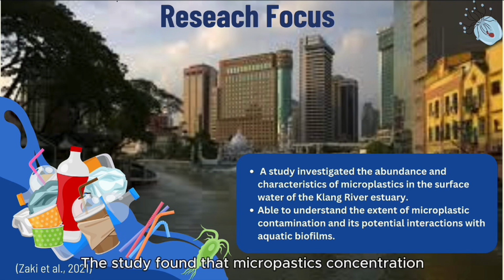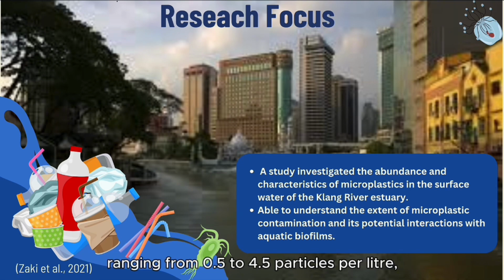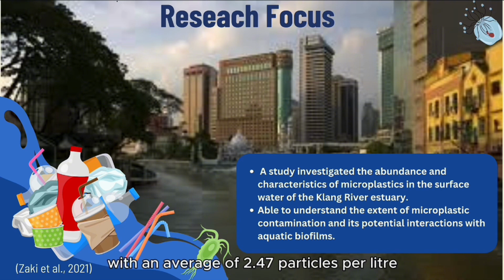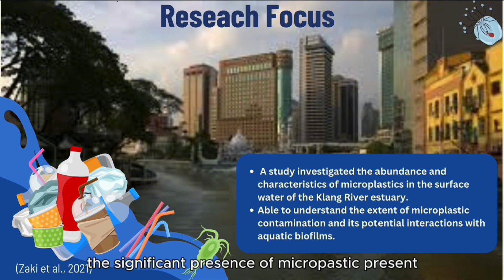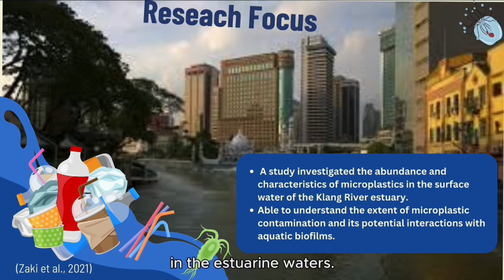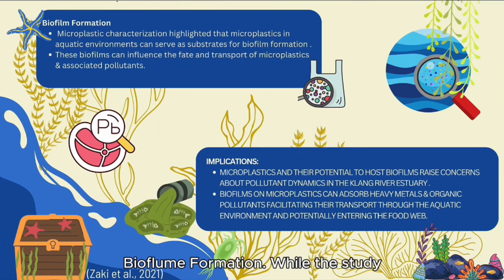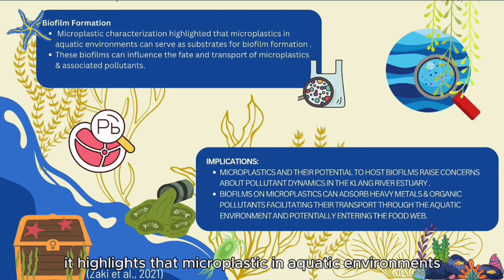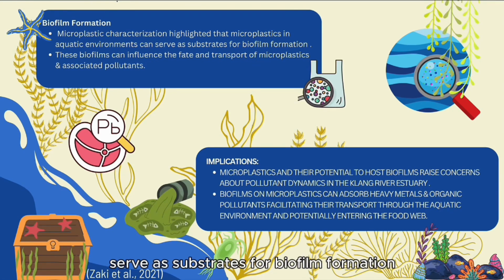Microplastic abundance. The study found microplastic concentrations ranging from 0.5 to 4.5 particles per liter, with an average of 2.47 particles per liter, indicating the significant presence of microplastics in the estuarine waters. Biofilm formation. While the study primarily focuses on microplastic characterization, it highlights that microplastics in aquatic environments serve as substrates for biofilm formation that can influence the fate and transport of microplastics and associated pollutants. Implications. Microplastics and their potential to host biofilms raise concerns about pollutant dynamics in the Klang River estuary. Biofilms on microplastics can absorb heavy metals and organic pollutants, facilitating their transport through the aquatic environment and potentially entering the food web.